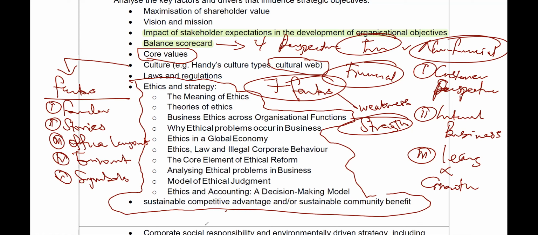Why ethical problems occur in business. Ethics in a global economy. Ethics, law and illegal corporate behavior, bribery and corruption. The core element of ethical reform. Analyzing ethical problems in business. Models of ethical judgments. That's what they brought last night, right? They brought them. The models of ethical judgment, fiduciary relationship, contractual relationship, they are there, right? Then the models of ethical decision making, they are all there.